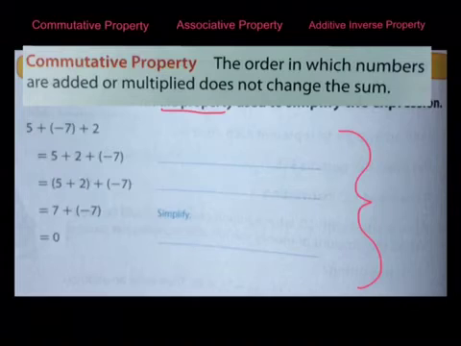What are they? Commutative property. Remember, the order in which the numbers are added or multiplied does not change the sum. So it doesn't matter which order we do it in. It should not change the sum.